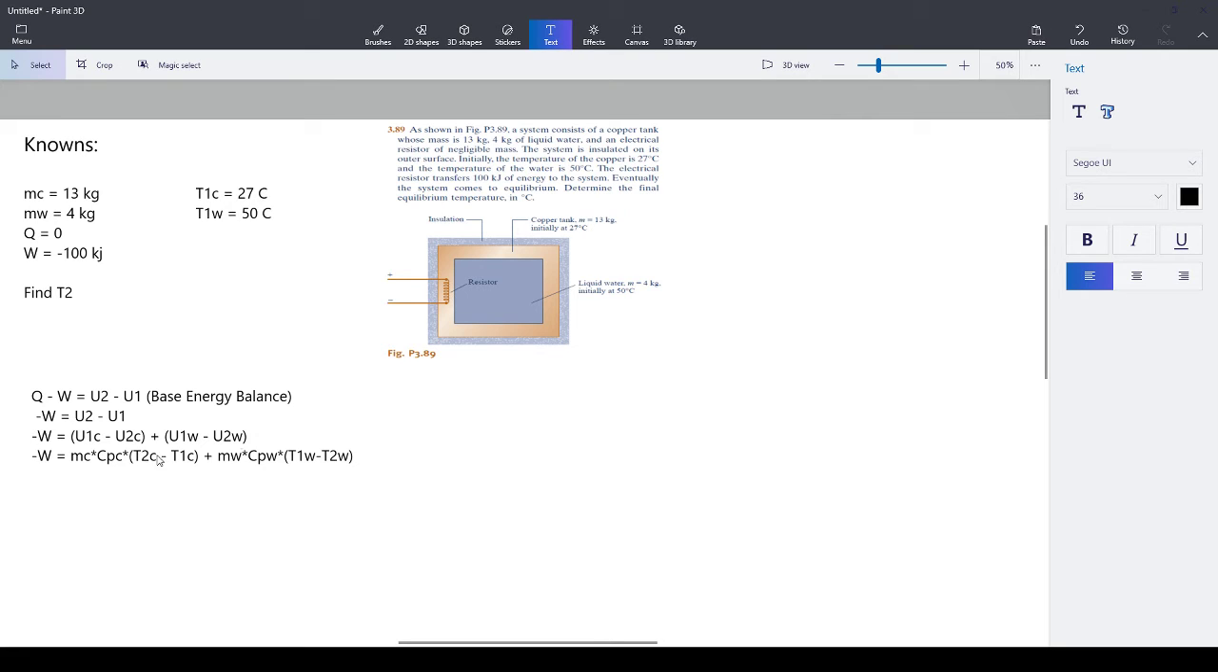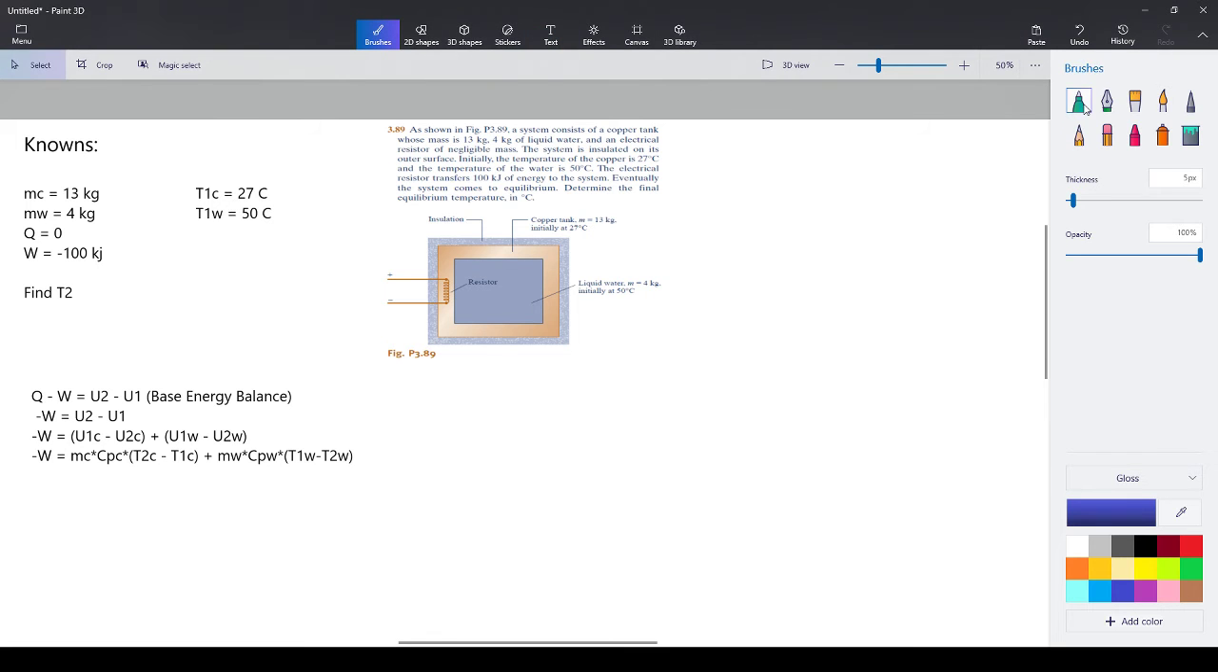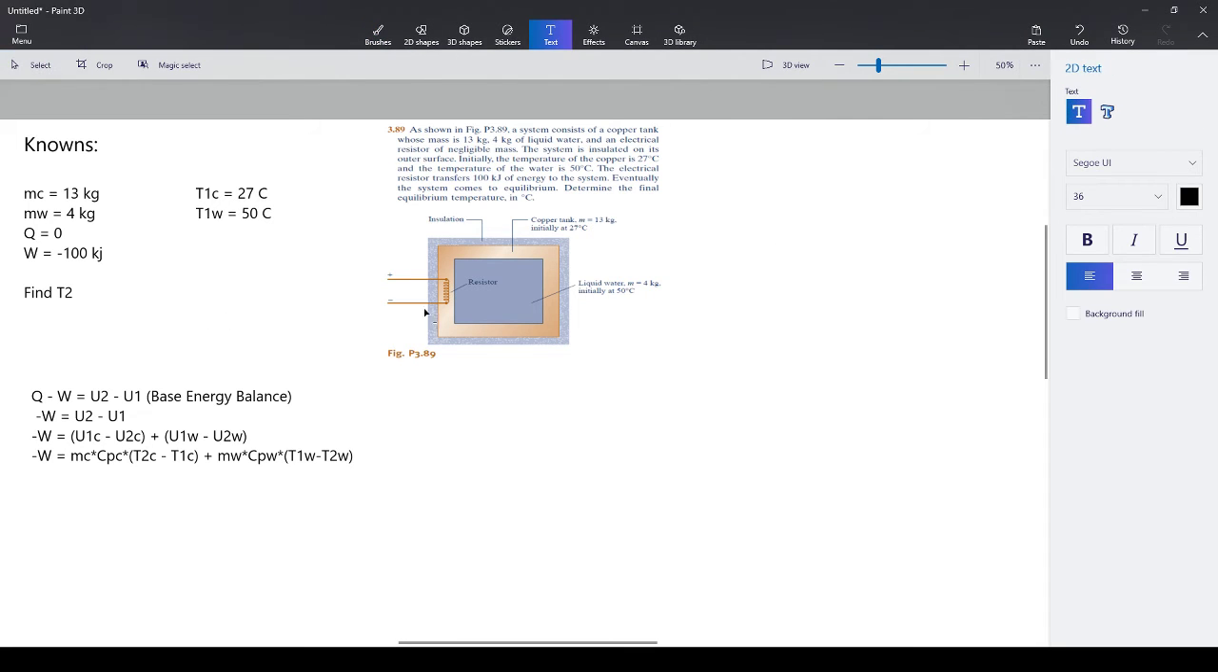So T2C and T2 water are the same, but I like to split them up, and the reason is because in some of these questions, they are not the same. In some questions, T2 water will be different than T2 copper because the question is worded differently. It's encased in something, not actually touching, not contacting in some way. So it ends up being that they're different. So I like to split them up. But just to not confuse you, I will write that out. So for this question specifically, T2 water is equal to T2 of the copper, just because we are in equilibrium at the end.